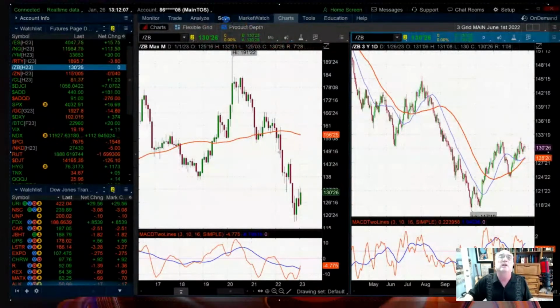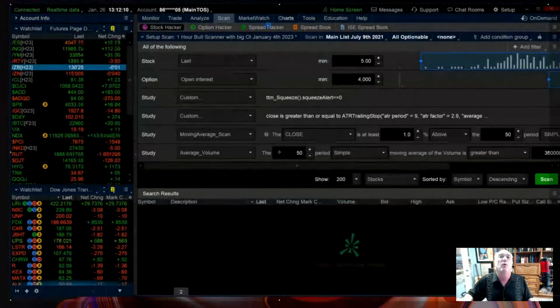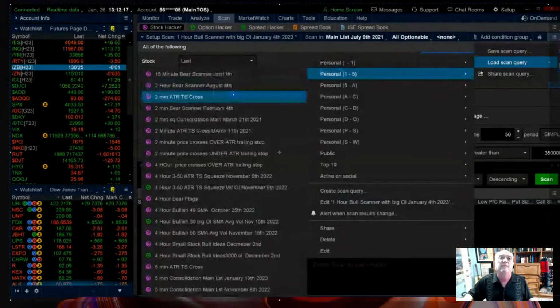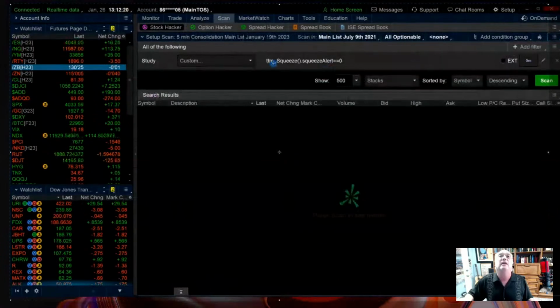And all I'm going to do in here is go to a scan. Now, before you see all of those, don't worry about that. This is the easiest scan I know. It's a 5-minute consolidation. That's it. It's one factor. It's a squeeze on a 5-minute. Not a bull squeeze or a bear squeeze. It's just a squeeze. So most bull and bear flags are squeezes. A lot of squeezes, though, aren't bull or bear flags. But this alerts me to stocks that are consolidating.